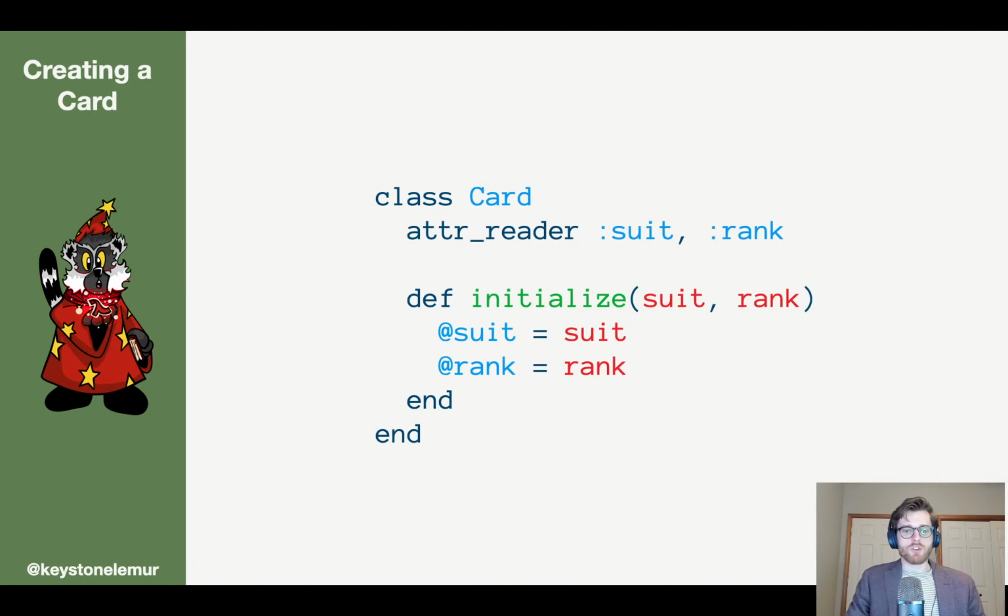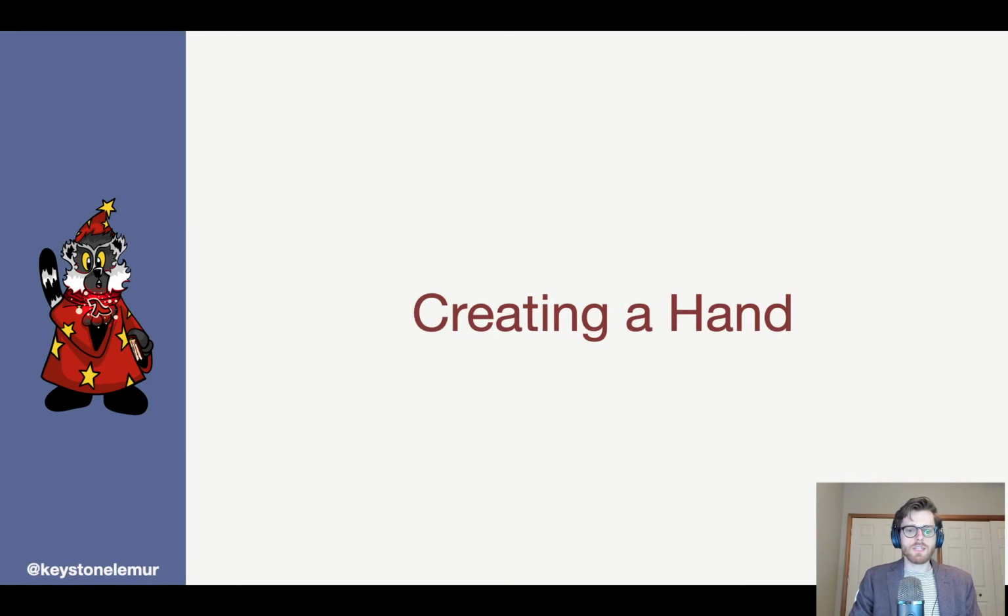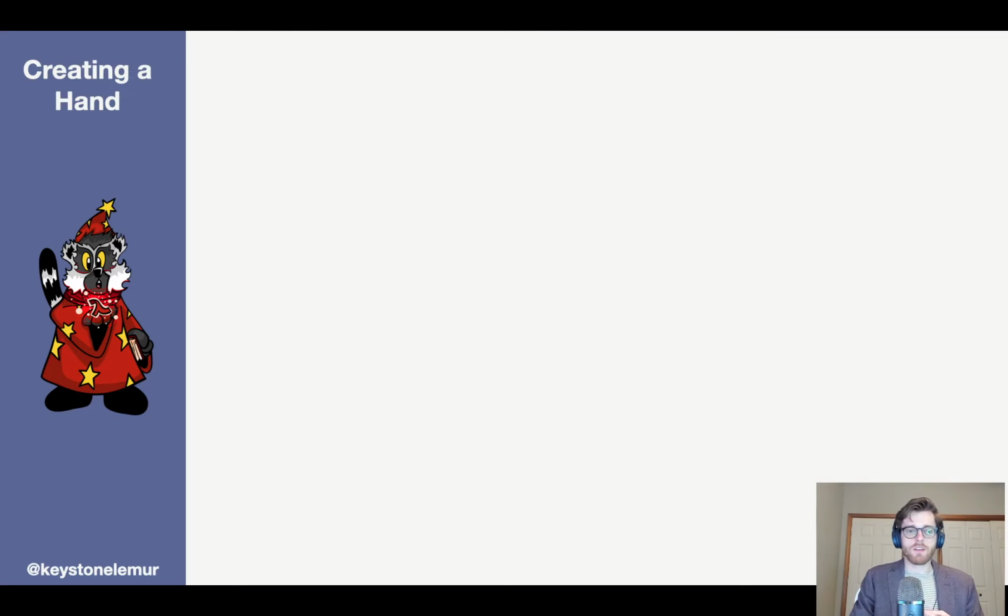Next, we want to actually make our card. And a card is a combination of a suit like spades and a rank like ace. We also want to give that an attribute reader, that way we can actually see those values. Now, let's do the same for a hand, which is a collection of many cards.